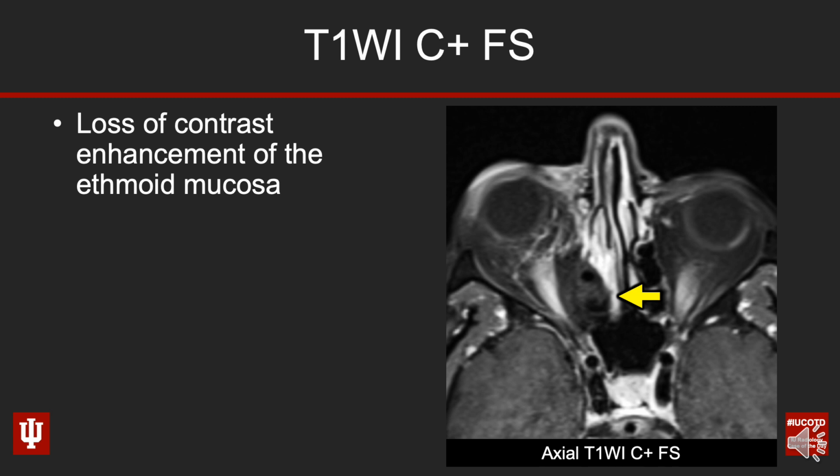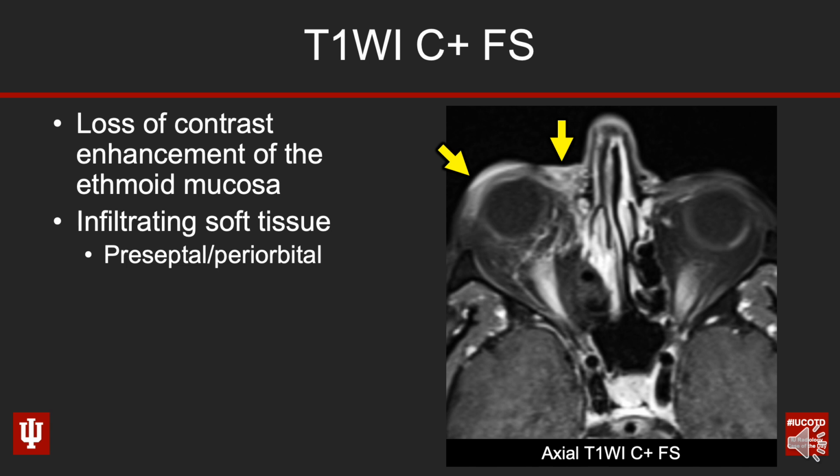As I take a look at our axial T1 post-contrast fat-saturated sequence, right where that yellow arrow is pointing, we've got loss of contrast enhancement of the ethmoid sinus mucosa. Ordinarily, the mucosa within our paranasal sinuses enhances like gangbusters. That's really the best way you can tell whether you're looking at a post-contrast sequence: look at the sinonasal mucosa because it should enhance avidly. In this case, we have an area that's non-enhancing, and that is incredibly worrisome.